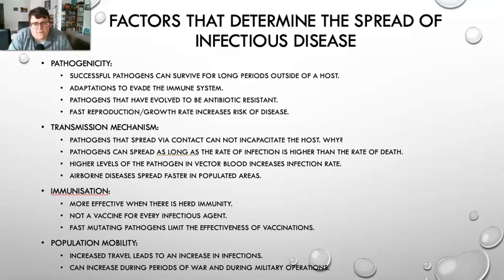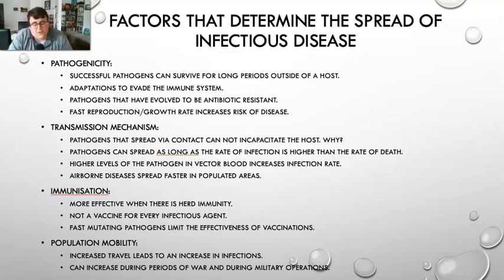When you're looking at how fast something spreads, as long as a pathogen is spreading faster than the rate of death that it's causing, then it's going to cause an increased rate of infection. So high levels of pathogens in vector blood will increase infection rates. Airborne diseases we know will spread faster, which is why COVID was a problem, because we've got largely populated areas. We have airborne diseases like COVID coming through, much easier to pass on than if it was via contact.